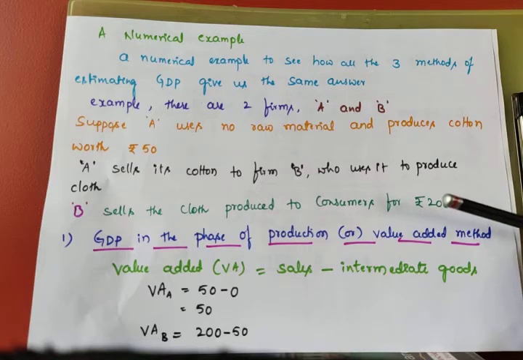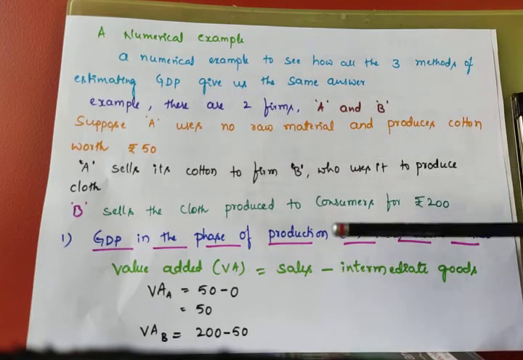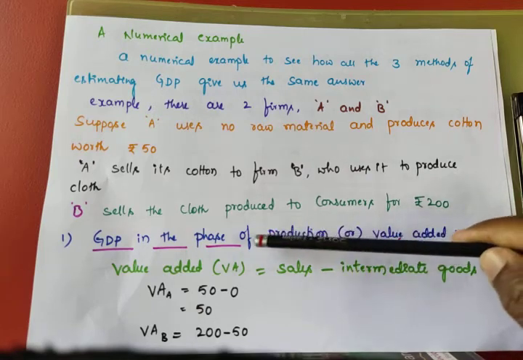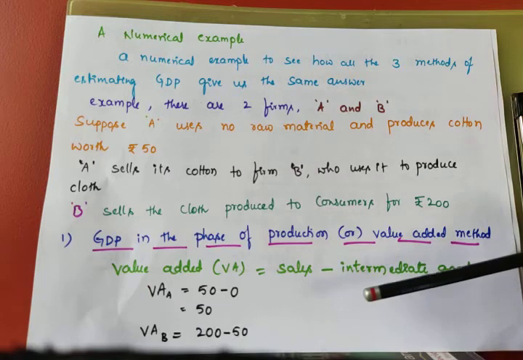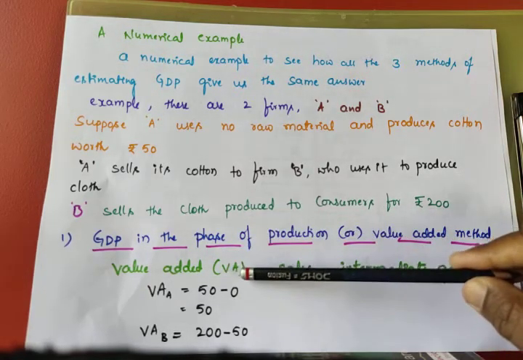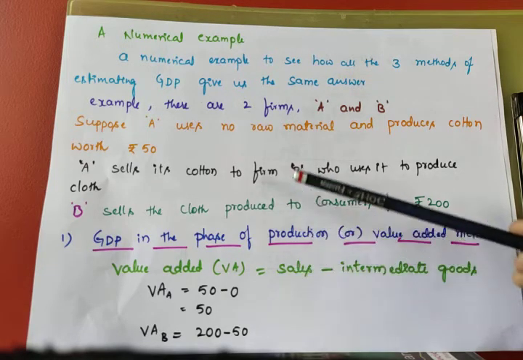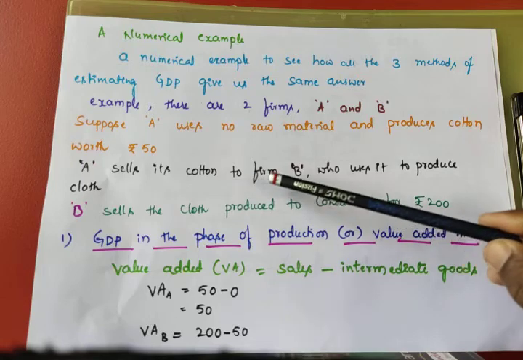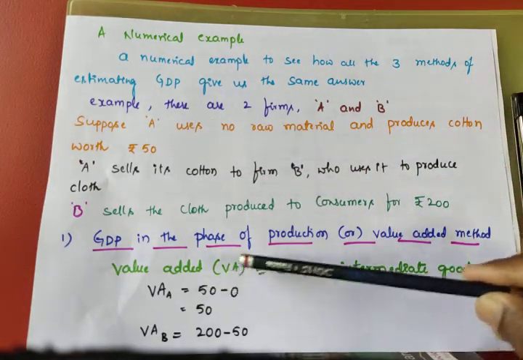With these three methods we can get the same answer. What is the first one? The product method. The product method is also called the value added method. So under the product method you have to calculate value added. VA means value added. Firm A sells its cotton to firm B worth rupees 50.